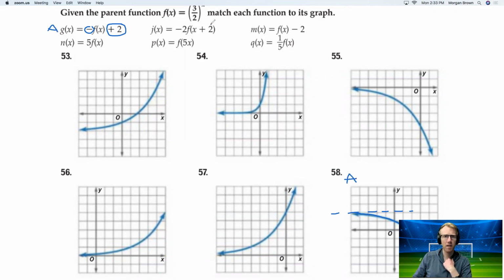The second one, we got an x +2 in parentheses, so that's going to be left 2. And it's also reflected, and it's going to be stretched out. So this is the only other one that's reflected. So we'll label it B. This one has to be B because it is reflected.